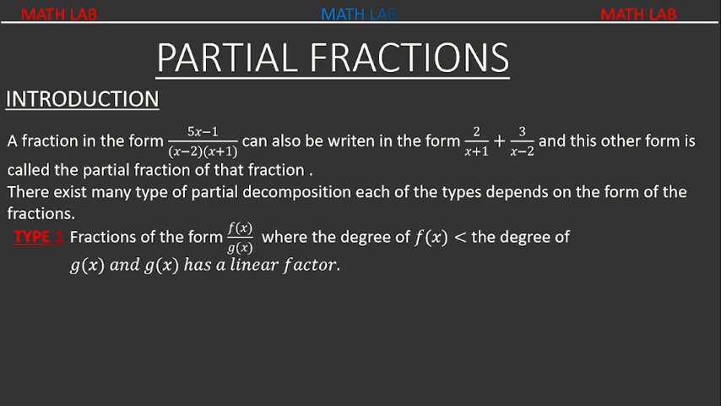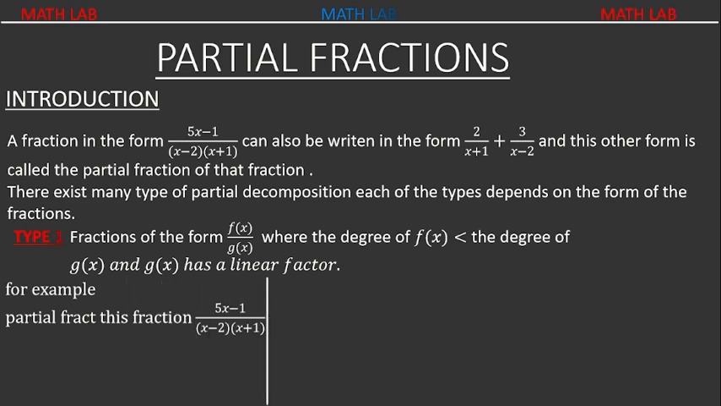Type 1 says that when the fraction is of the form f of x over g of x, where the degree of f of x is less than the degree of g of x, and g of x has a linear factor, to decompose, we just use a simple type 1. Now, how does this come about? For example, let us partial fract this, our main fraction that we had in the introduction. Okay, we have it here.